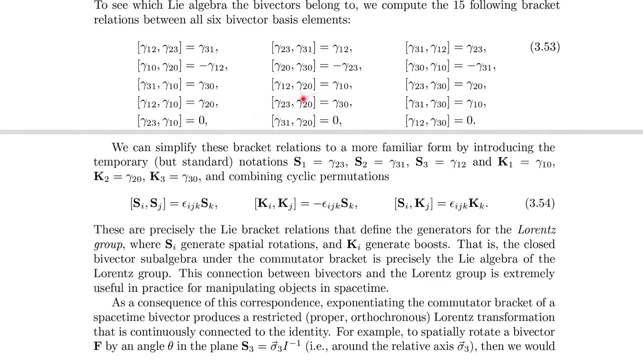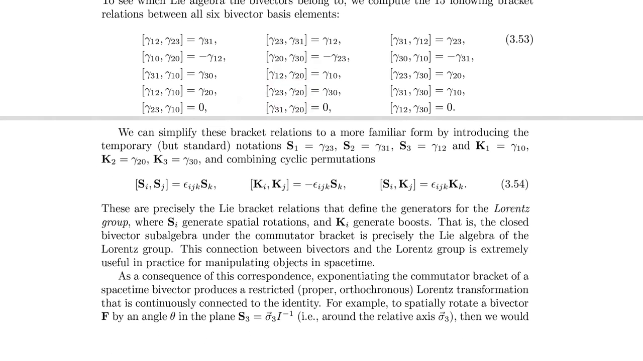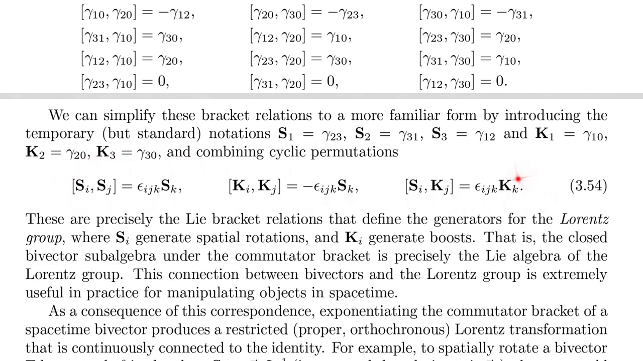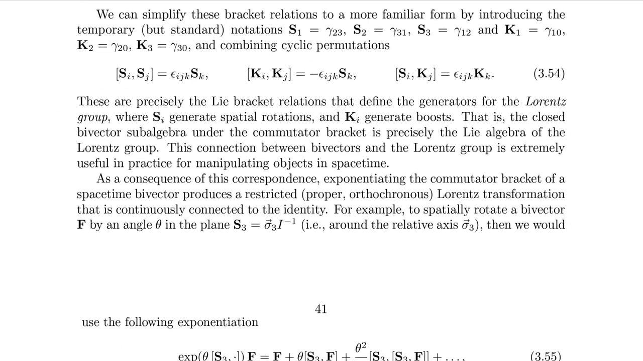Following the prescription, and remember there's an extra one half in this prescription, so this isn't strictly the commutator of quantum mechanics. But with these simplifications, calling S1 gamma 2 3, S2 gamma 3 1, and S3 gamma 1 2, and turning them into indices 1, 2, and 3, we end up with these commutation relations as a whole, which anybody who studied special relativity immediately recognizes as generators of the Lorentz group. And the Lorentz group is what gives us our Lorentz transformations for our vector space.